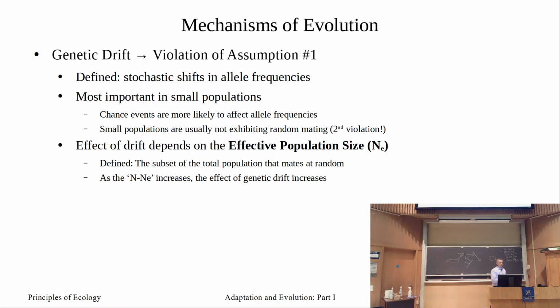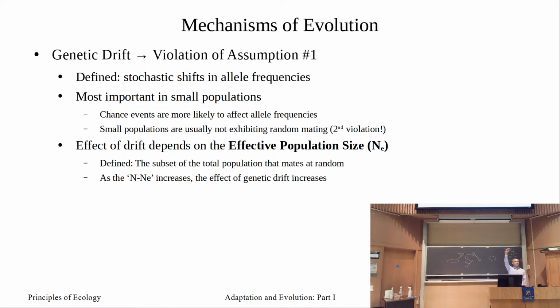Genetic drift is the stochastic shifts in our allele frequencies. This is the random change. It's just random chance. We said it's most important in small populations, but it's not the population size that really matters. It's how many of those individuals are actually taking part in random mating. That number is the effective population size.